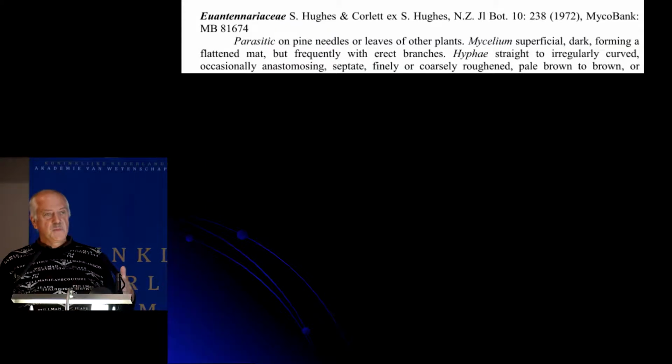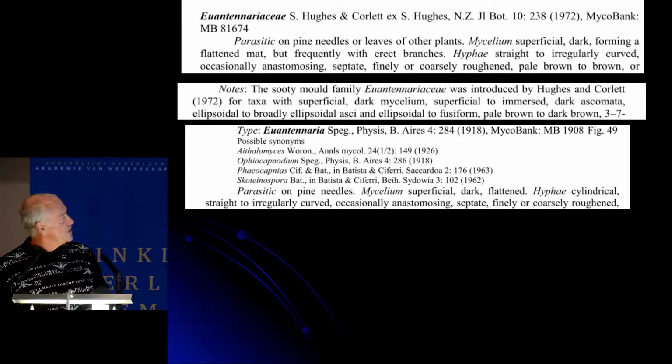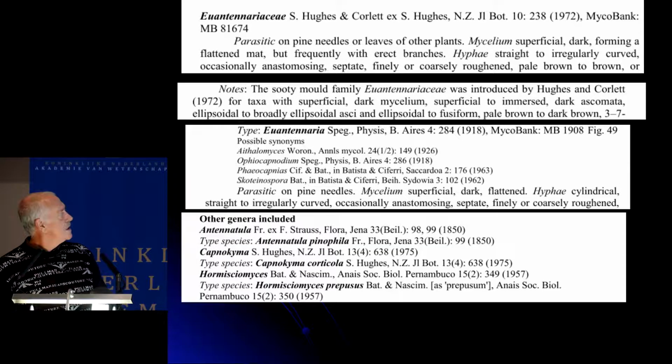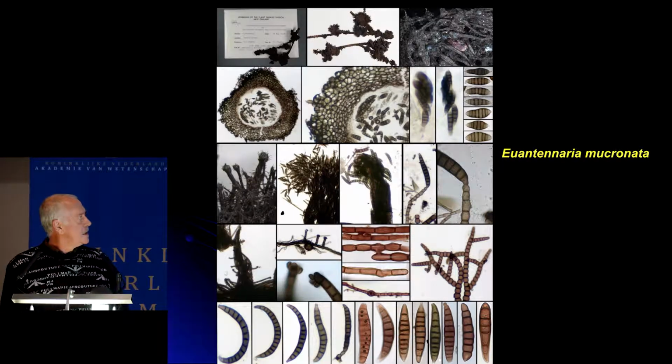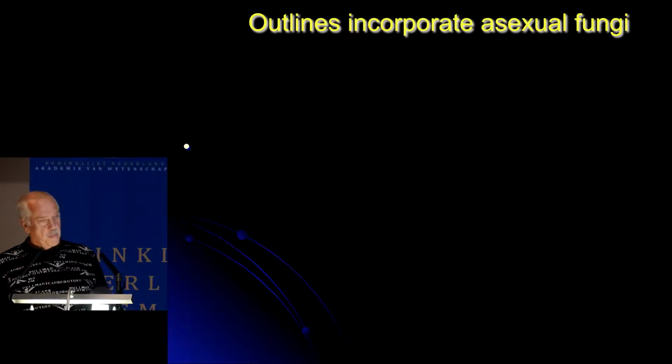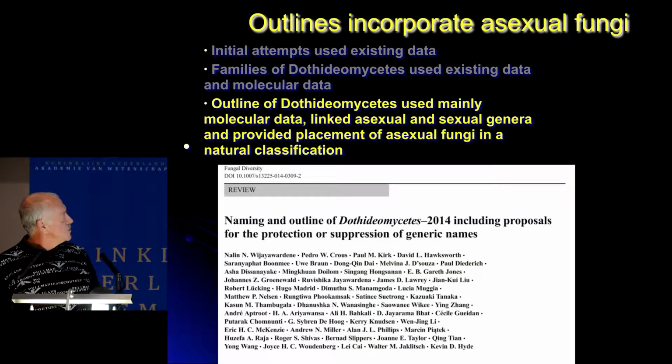And in this particular paper, the families of Dothideomycetes, we had descriptions for each family, notes for each family, the strict description of the type, other genera, and keys, and then a plate for each family. So then the outlines start to incorporate asexual genera. So the outline of Dothideomycetes used molecular data and started to link asexual and sexual genera.